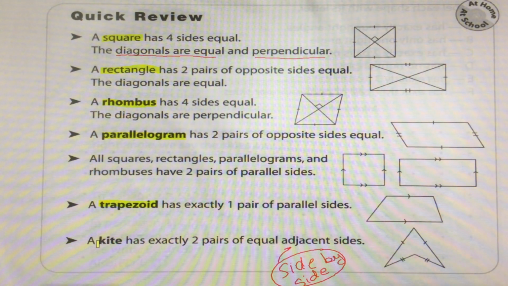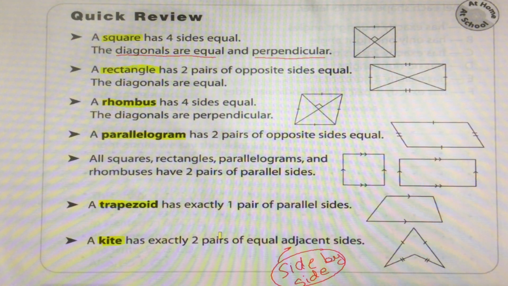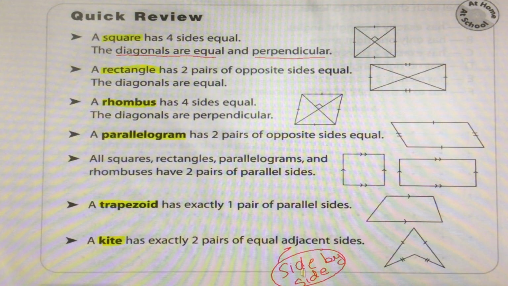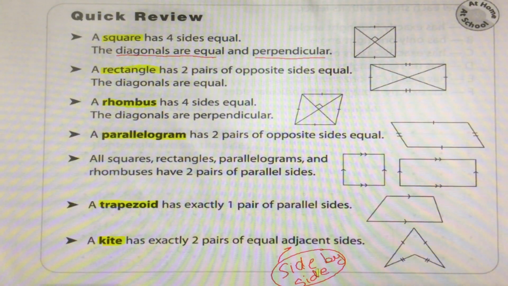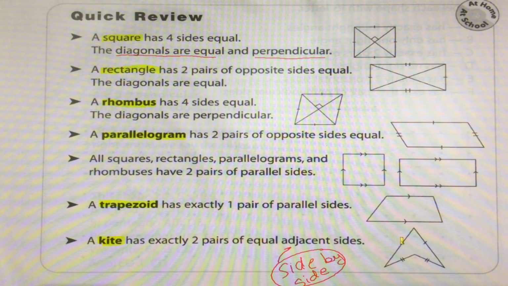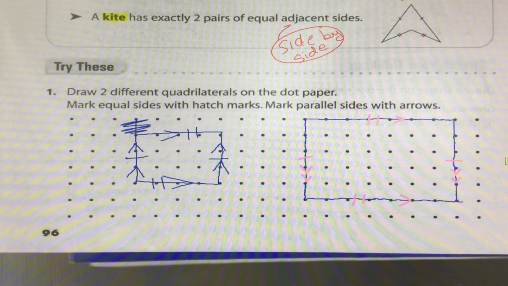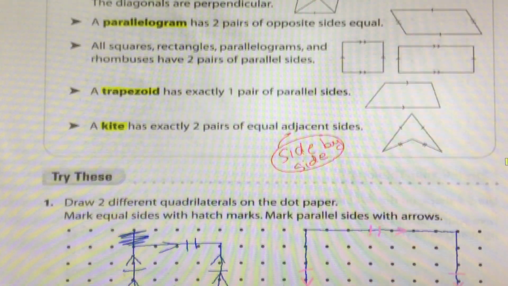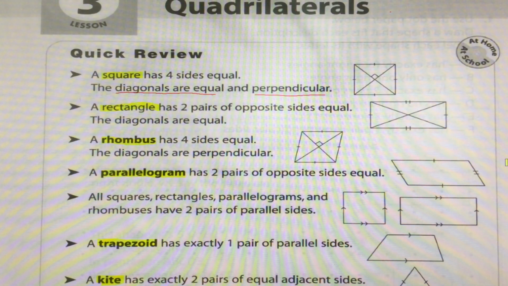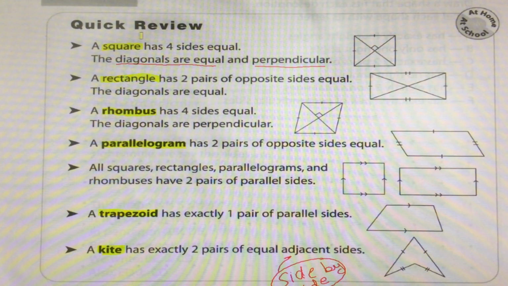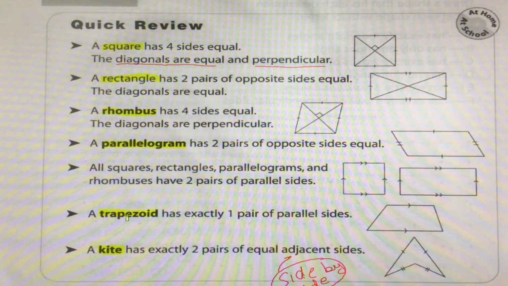And the last one, a kite, has exactly 2 pairs of equal adjacent sides, and adjacent means side by side. So the 2 pairs of adjacent equal sides would be 1 pair here with the hatch marks, and the second pair there with the hatch marks. So as you go through this lesson, the practice questions all have to do with these shapes. Not hard to remember, but always go back and use this as a reference.